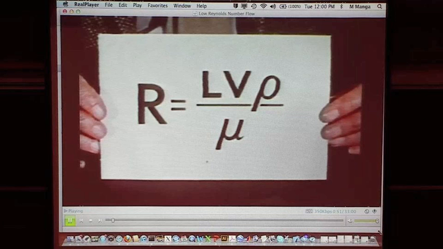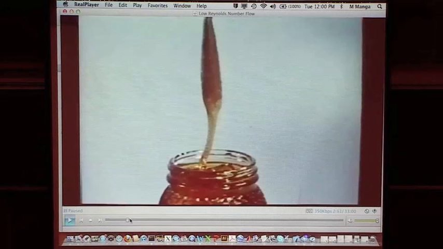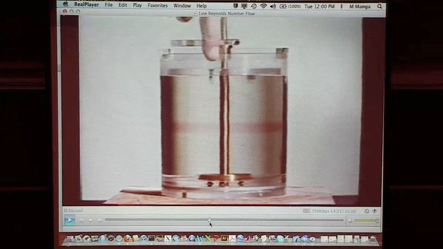Okay, so that was the limit we've been focusing on, low Reynolds number flows. And I'm going to skip a bunch of these demos. There's a set of experiments coming up that illustrate some of the nature and properties of low Reynolds number flows, in particular a feature called reversibility.